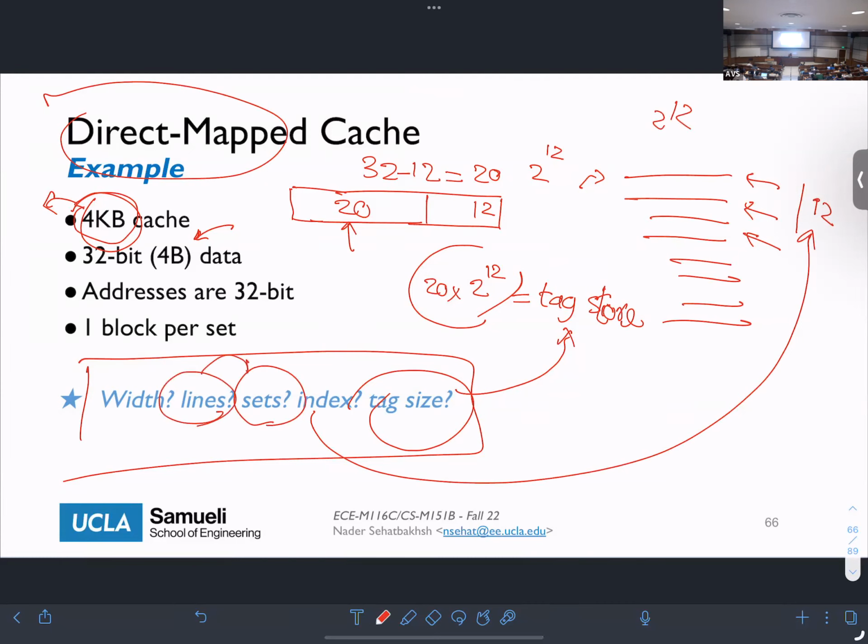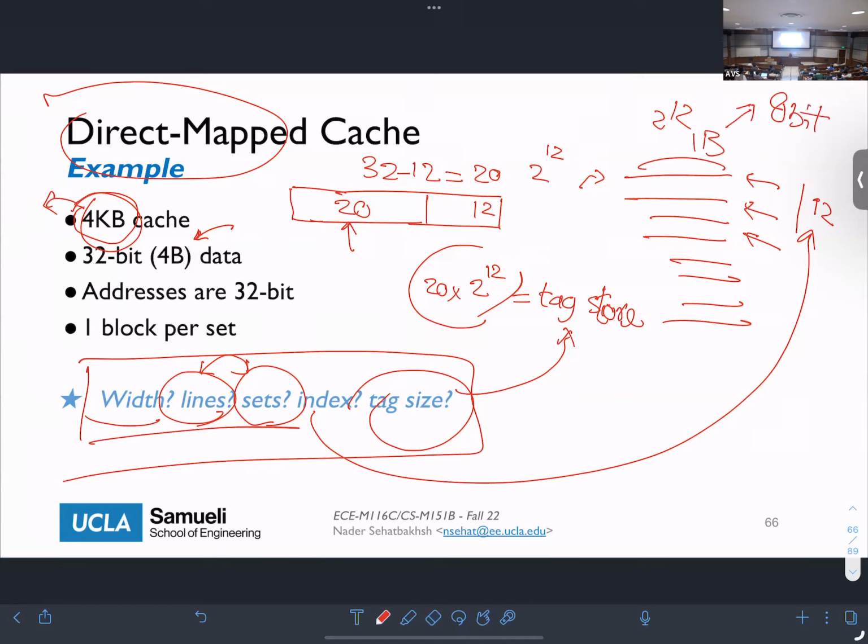Cache lines and sets are the same things for my direct map cache. And the width that I'm going to have, remember, the width for your data store is always 32 bits if you're storing 32 bits. If you're storing 64 bytes, it would be 64 bytes. Whatever number it says as your basic block, that would be the number of bits. So for example, in this case, I just assumed that this is 1 byte, so my width is 8 bits.